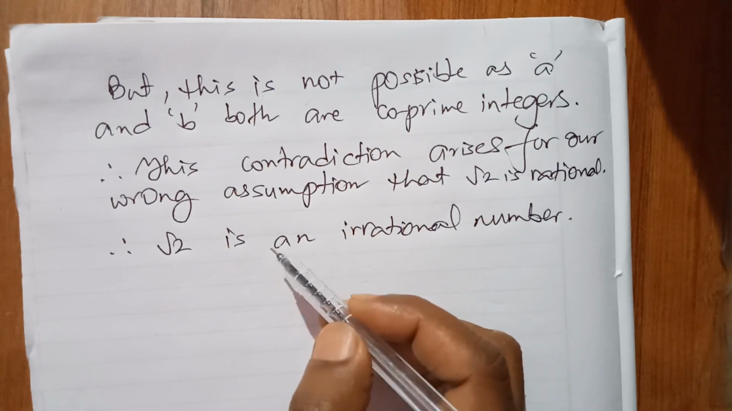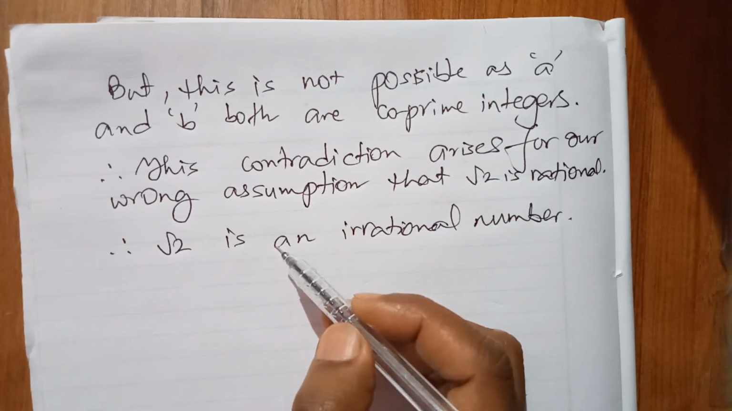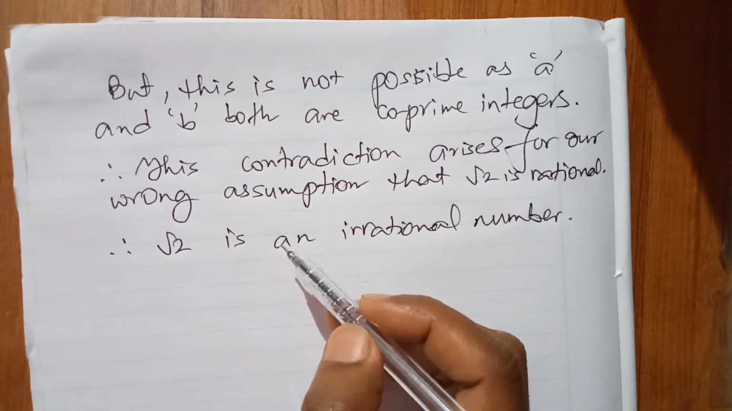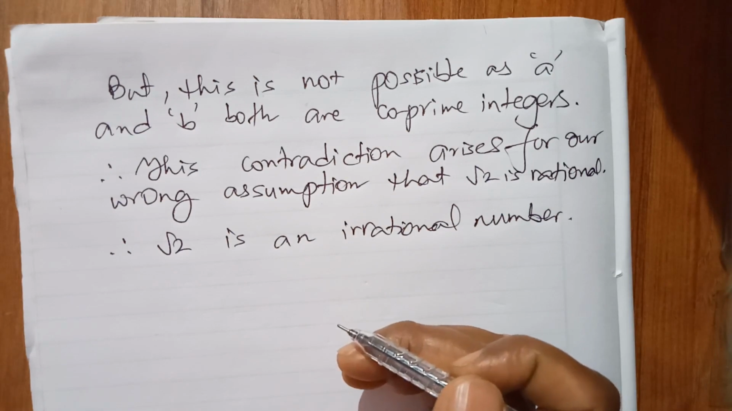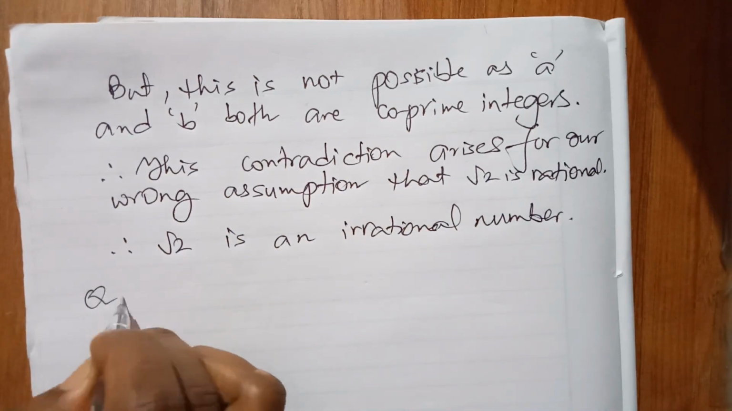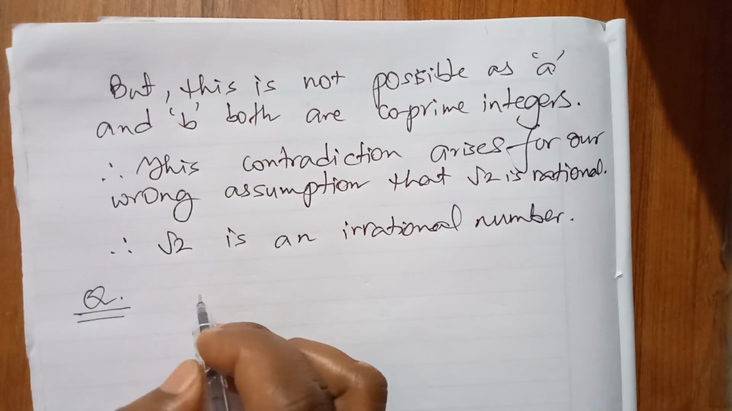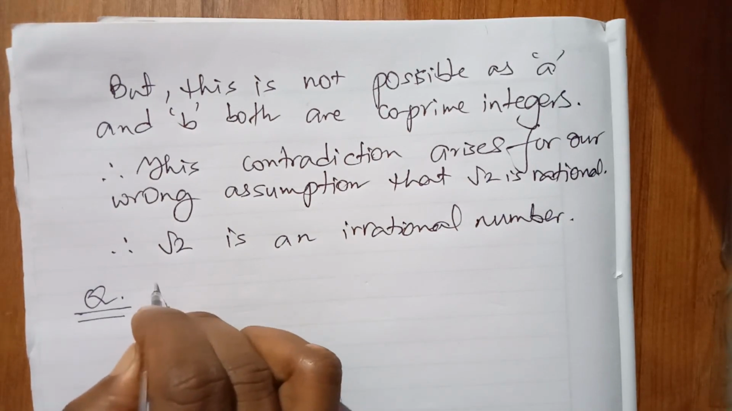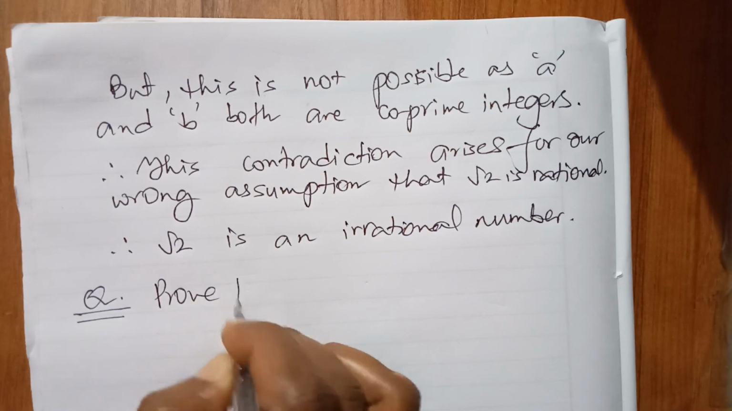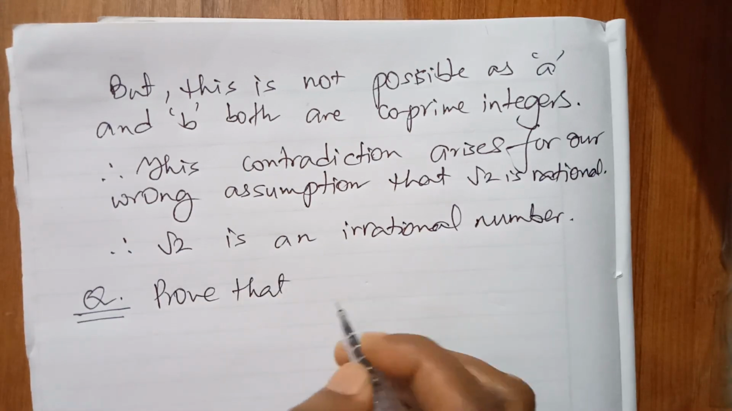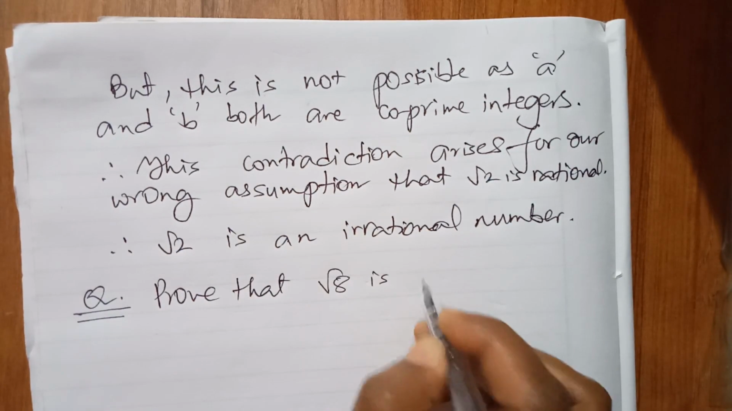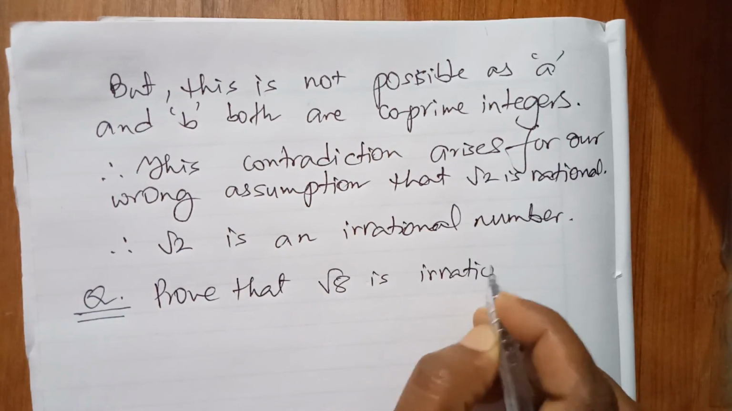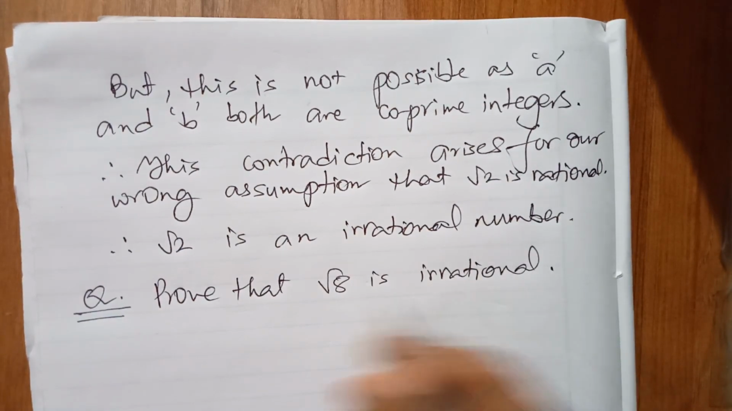Okay, so I have shown you root 2. If it is root 3 or root 5 or root 7 like that, or root 11, then always follow this process to prove the numbers as irrational numbers. The next question I will give you will be a mixture of rational and irrational. The question is, prove that root 8 is irrational.